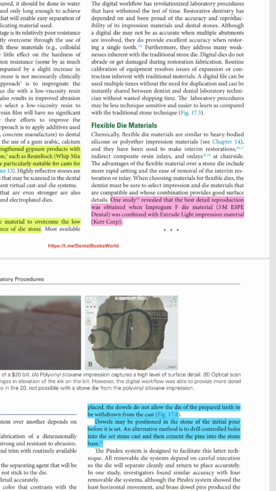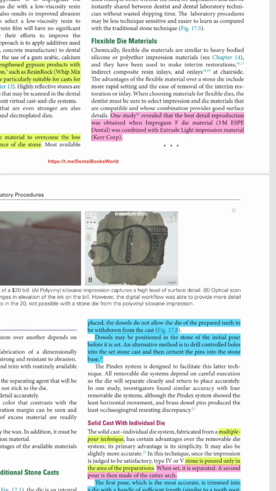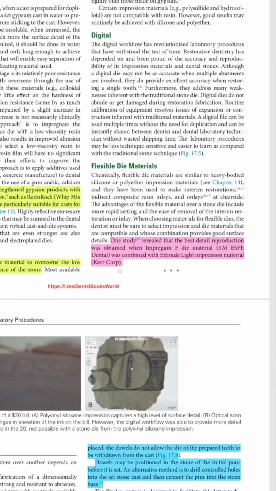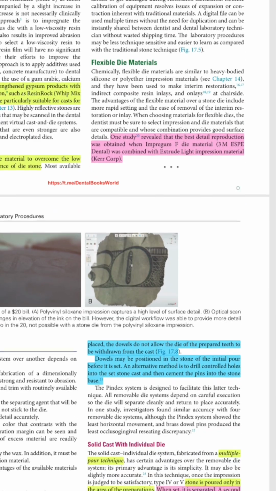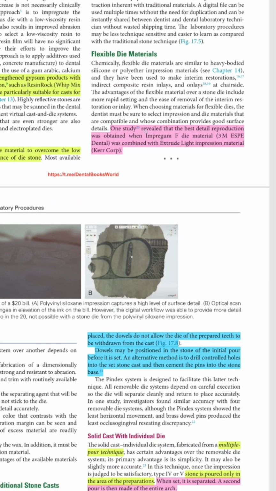Also, polyether impression material has been used as a die substance. One study has revealed that the combination between this material from the company 3M and another polyether impression material were good in making the die.